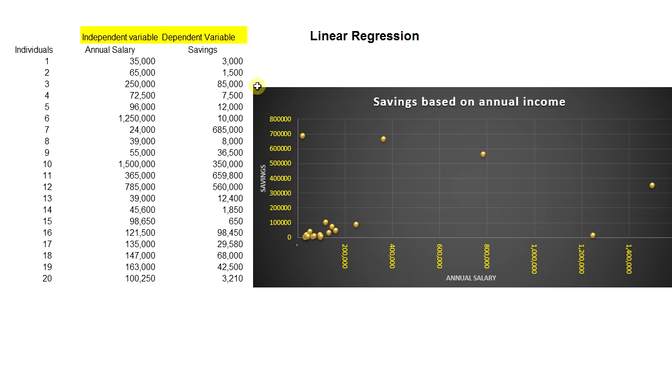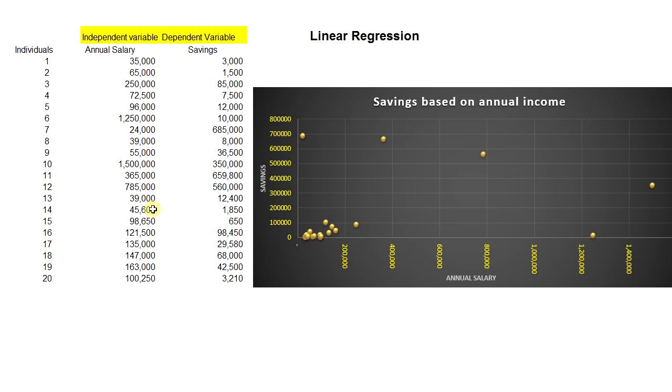will help us to predict. For example, if we want to find out what would be the savings of someone earning, let's say, $2 million, or someone earning $50,000. So here we have $45,000, $39,000, but what could be the savings of someone earning $50,000? For example, those numbers are not here.